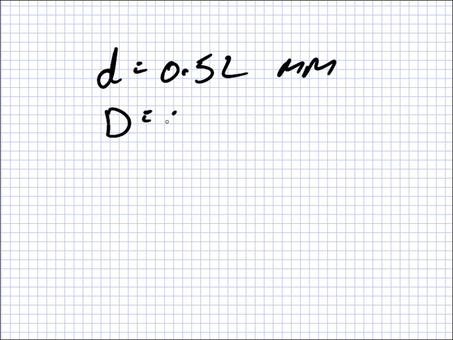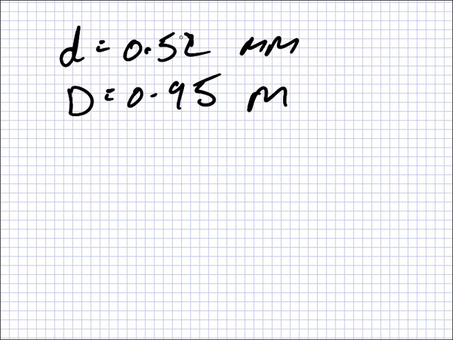Right, what's the next question? In a Young's double-slit experiment, the double-slit spacing is 0.52 millimeters and the slits are placed 0.95 meters from the screen. Okay, so this is an actual calculation now. Determine the fringe spacing when light of wavelength 630 nanometers is incident.